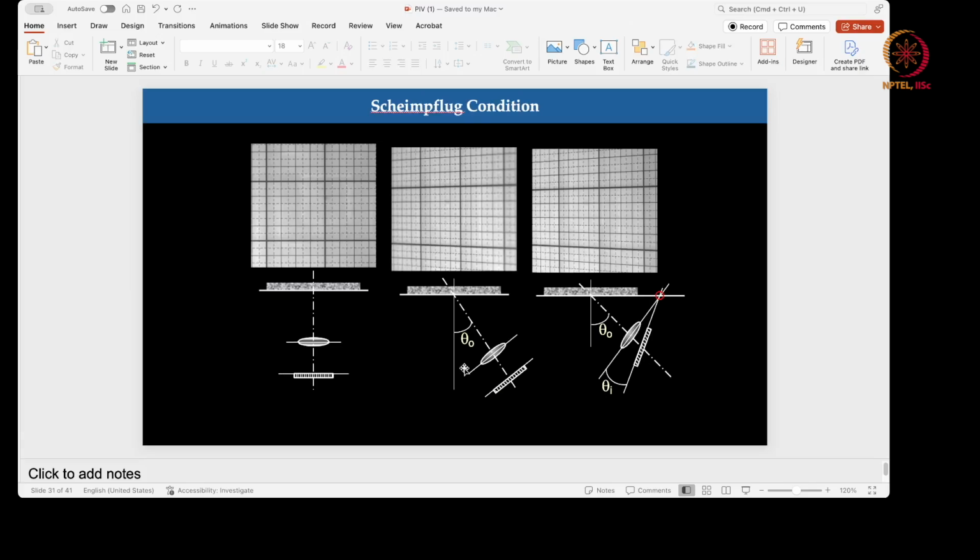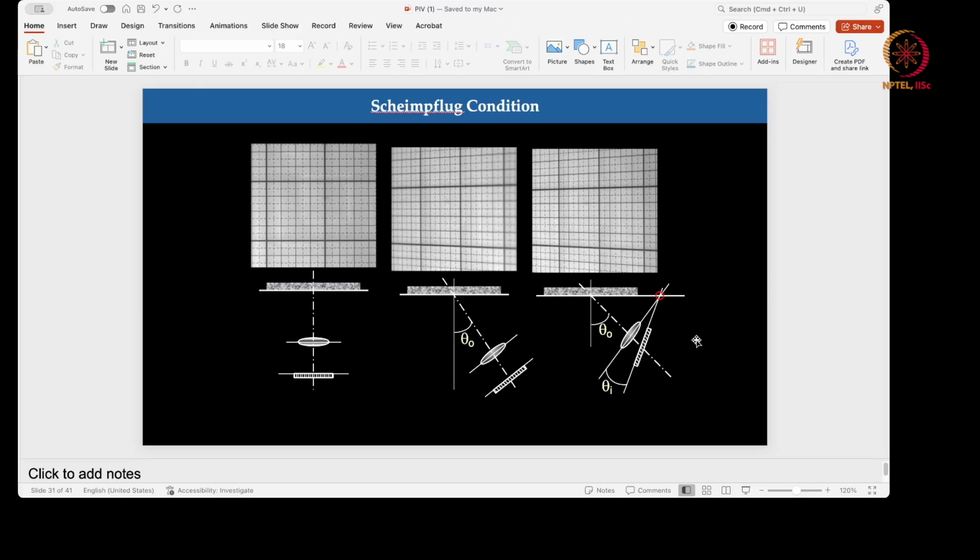So Scheimpflug condition we have also covered. This is for stereo. This is when it is looking straight and when there is perspective distortion. Scheimpflug condition is where the object plane, the lens plane, and the image plane all coincide at a particular line. This is the line, so it looks like a point in the other projection. So this has two angles, theta 0 where the lens is placed and the imager is placed at a slightly different angle with respect to this. This is the Scheimpflug condition, and you can read about it more from the internet or from any other book.